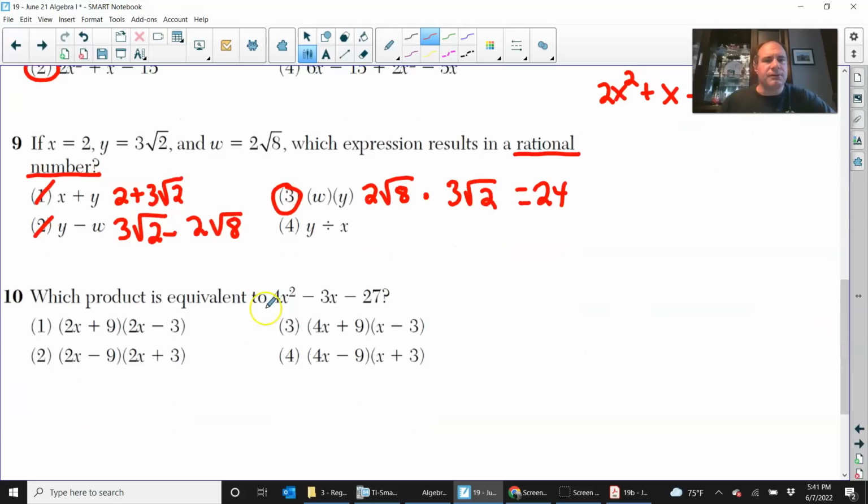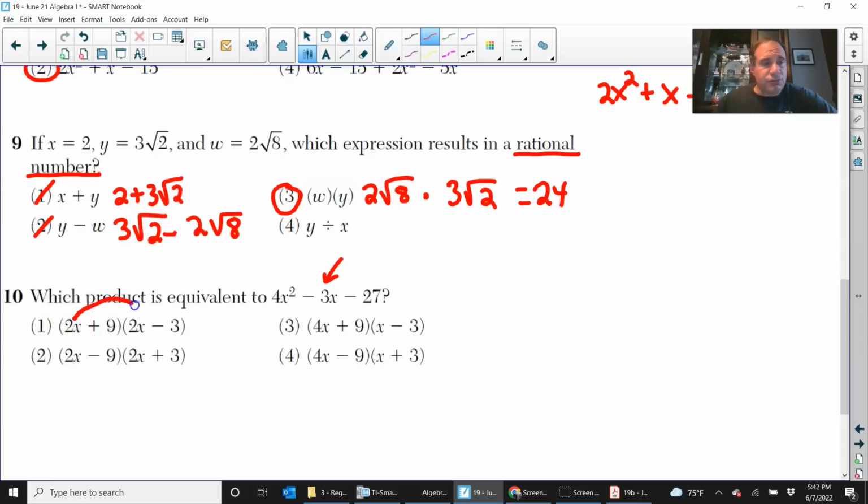Which product is equivalent to 4x squared minus 3x minus 27? There's a couple of ways that you could possibly do this. I think the easiest way is to actually just go and do the distributive property and see what happens. Or you could put this into your calculator and then put one of these into the calculator and see if they're equal to each other. So we're going to do one of those.